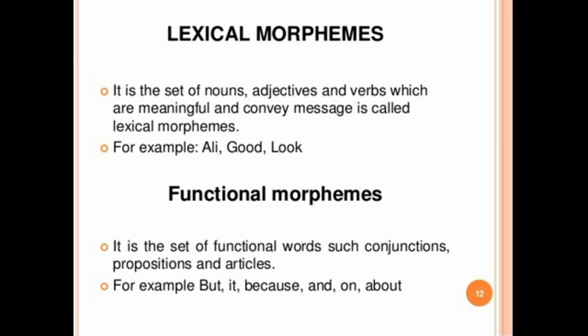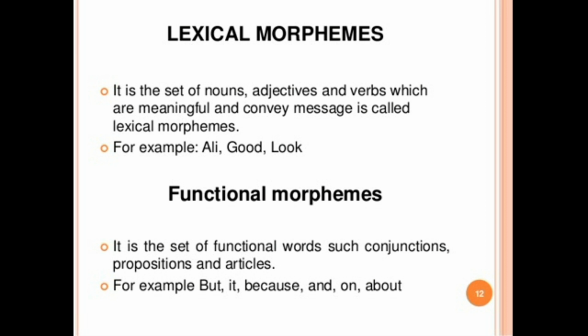So, a functional morpheme simply modifies the meaning of a word rather than supplying the root meaning. Functional morphemes are generally considered a closed class, which means that new functional morphemes cannot normally be created. That's why we call it a closed class. We cannot create more than this.